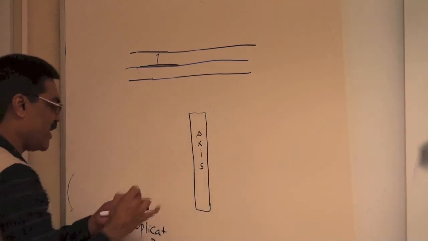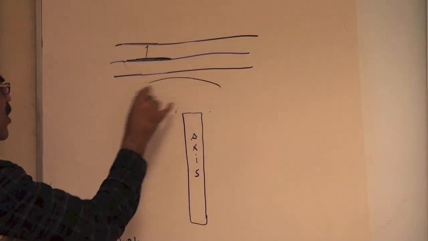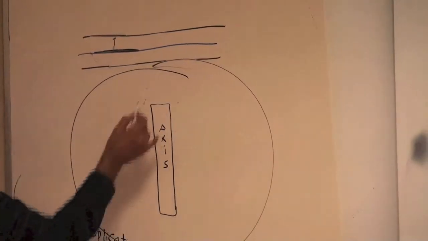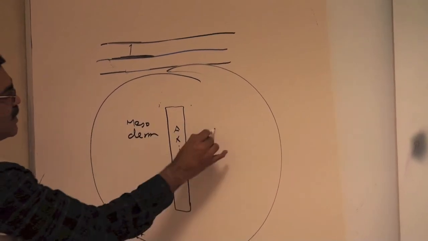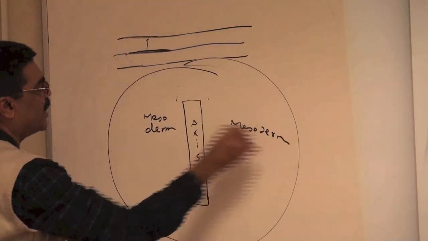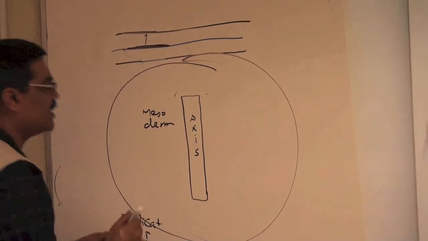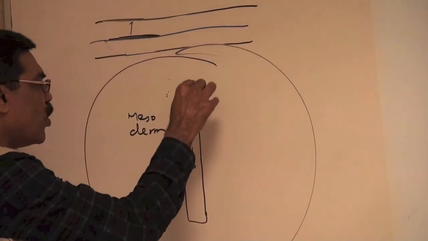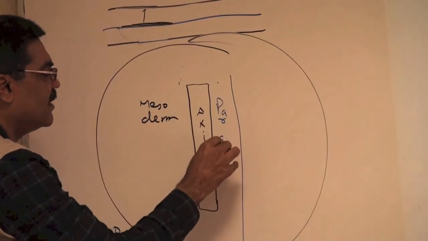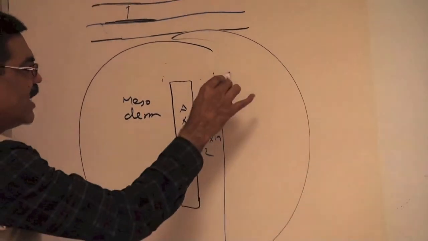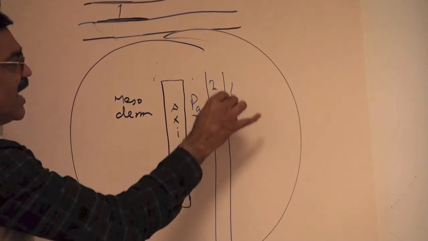Now what is present on the sides of the notochord? This is all mesoderm. Now this mesoderm on each side differentiates into three parts. The part which is close to the notochord is called paraxial. Then we have a small plate called intermediate, then lateral plate mesoderm.